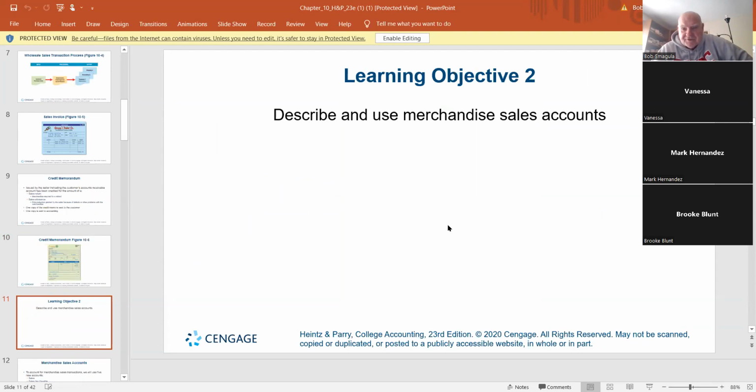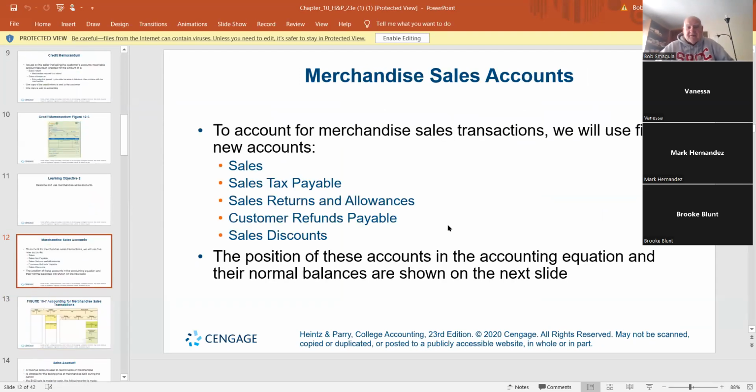Now we're going to go to merchandise sales accounts. Take a look at some new accounts you're seeing for the first time. To account for merchandise sales transactions, we have 5 new accounts. They're calling sales a new account. I guess we've been calling everything revenues up to now.